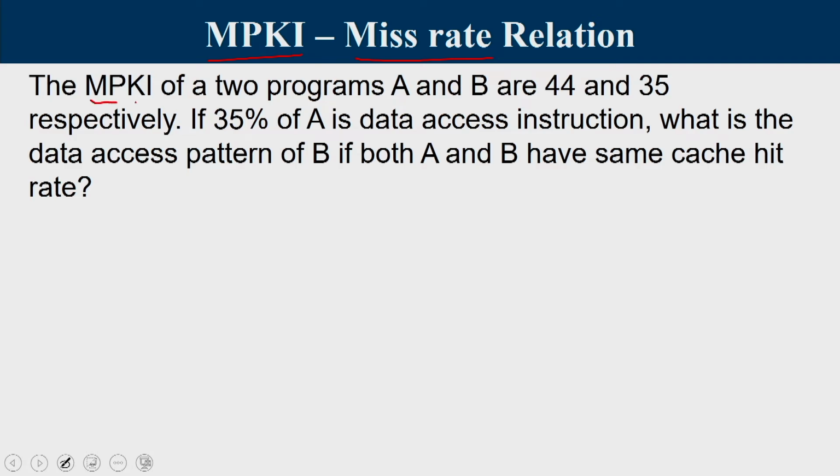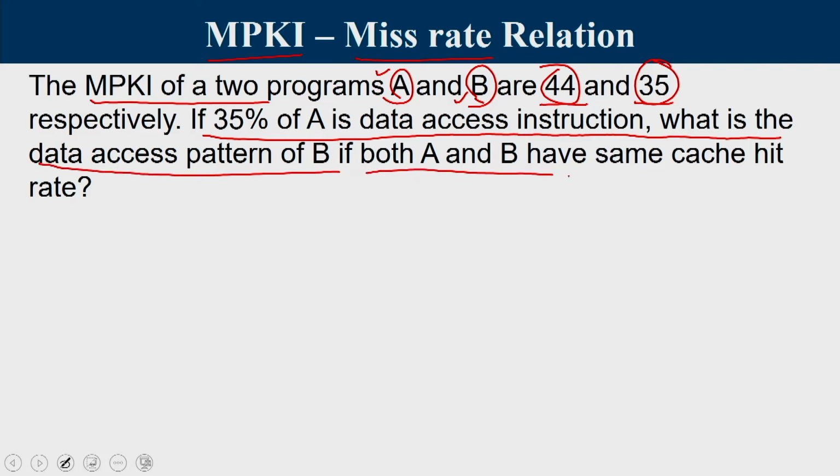So, in this question, the MPKI of 2 programs A and B are 44 and 35 respectively. That means, when we run 1 kilo instructions of A, there are a total of 44 misses. It can be misses in the I cache as well as in the D cache. Similarly, when we execute 1000 instructions of B, there are 35 misses. So, MPKI of B is less than that of A. Now, if 35% of A is data access instructions, what is the data access pattern of B if both A and B have the same cache hit rate?